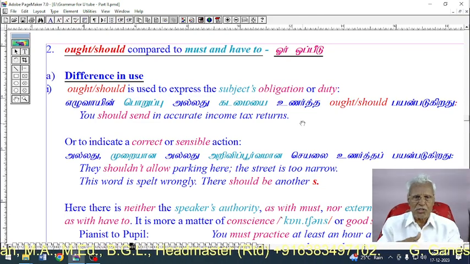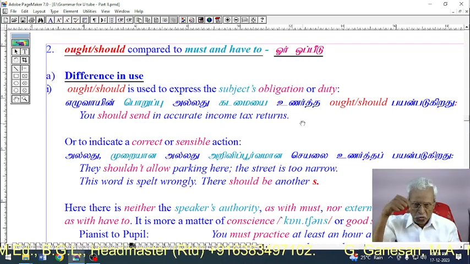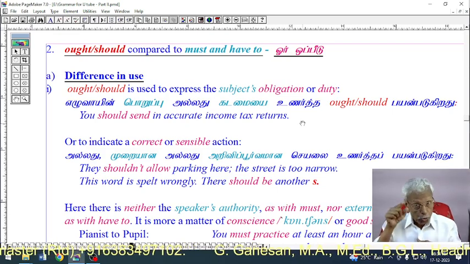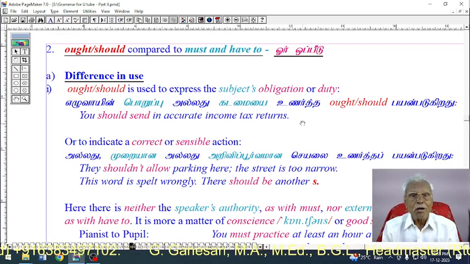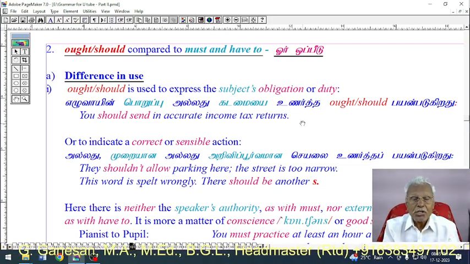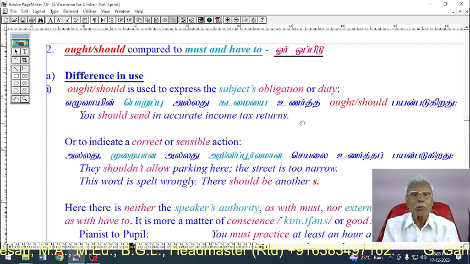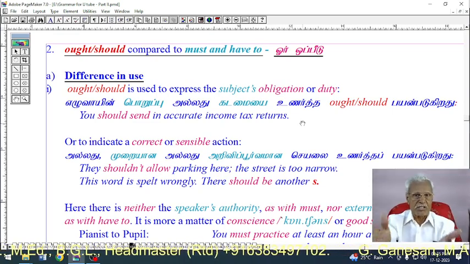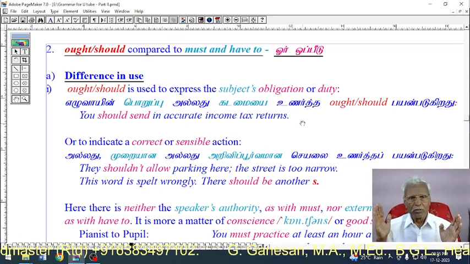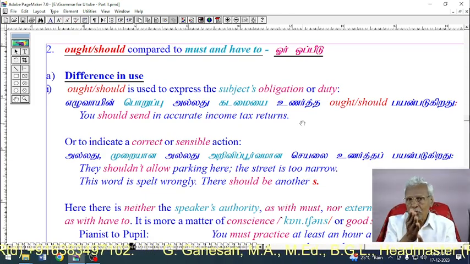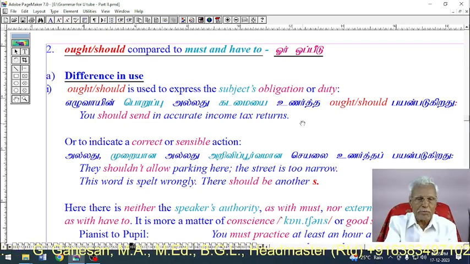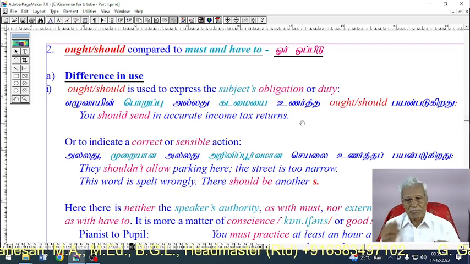In other words, some examples I say: we should respect our parents first. Then we should respect our constitution. That is, respecting our constitution is the obligation, the duty, the responsibility of every citizen. So we should, you should, he should. Then it is their obligation. Should is used to express the obligation, that is the duty, responsibility of the subject.